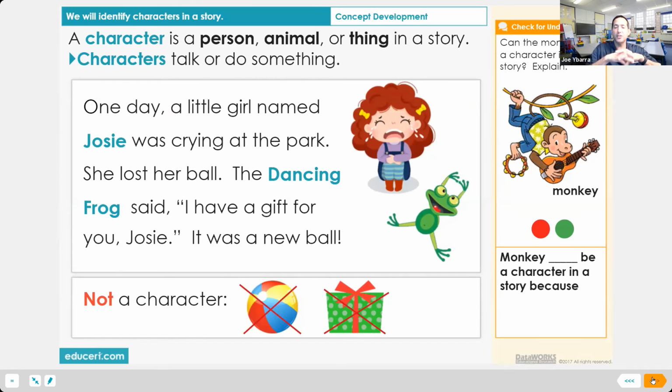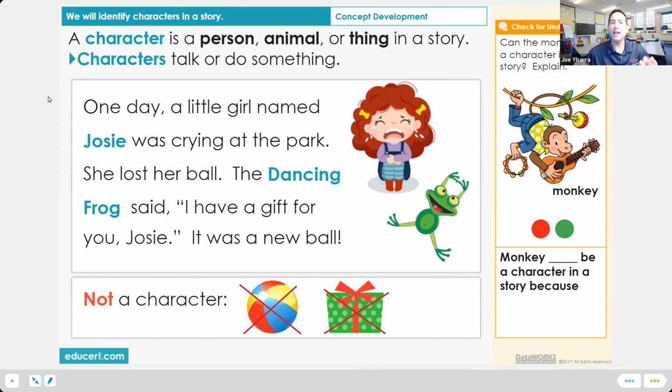Now, here's where the teaching of new information begins. Concept development, academic definition, examples, non-examples, higher order question. Get to my differentiation. Okay, track with me, my turn. A character is a person, animal, or thing in a story. Read with me. A character is a person, animal, or thing in a story.